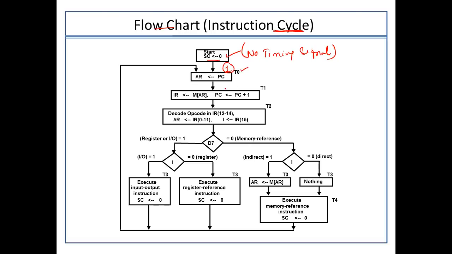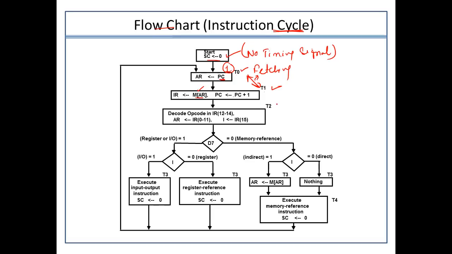When T0 is active, fetching of data will take place. What will happen? The program counter will shift its data to the address register. We have already learned that. After doing this, the address register has some value. So we will go to the memory location of that address register and place the entire data into the instruction register. In the meantime, we will also increment the value of the program counter by 1. So both T0 and T1 are responsible for performing the fetching of the data.